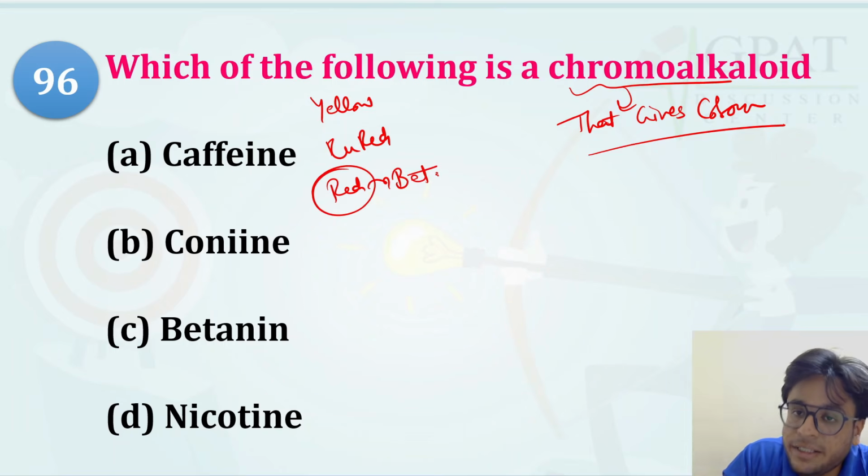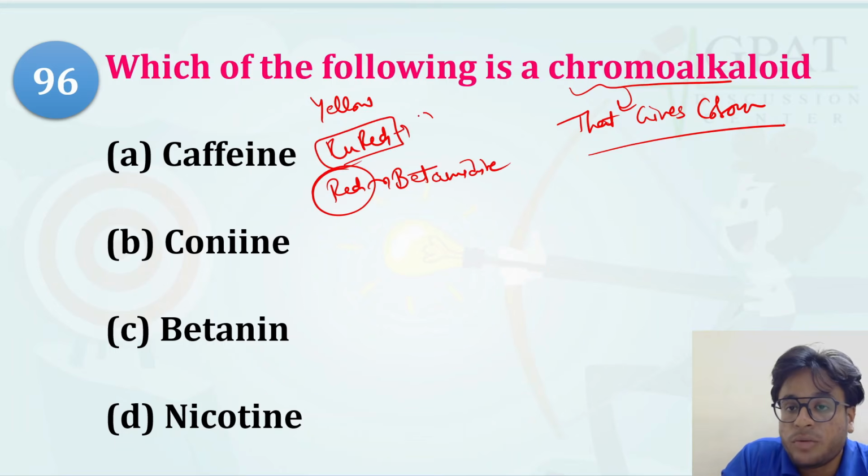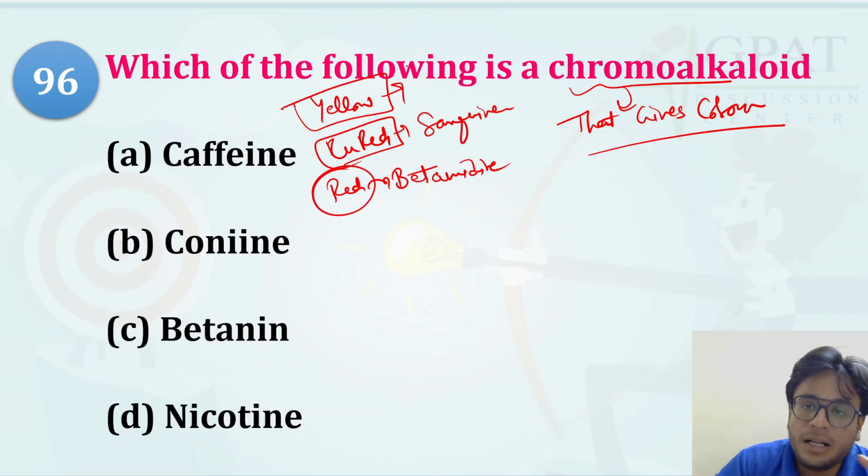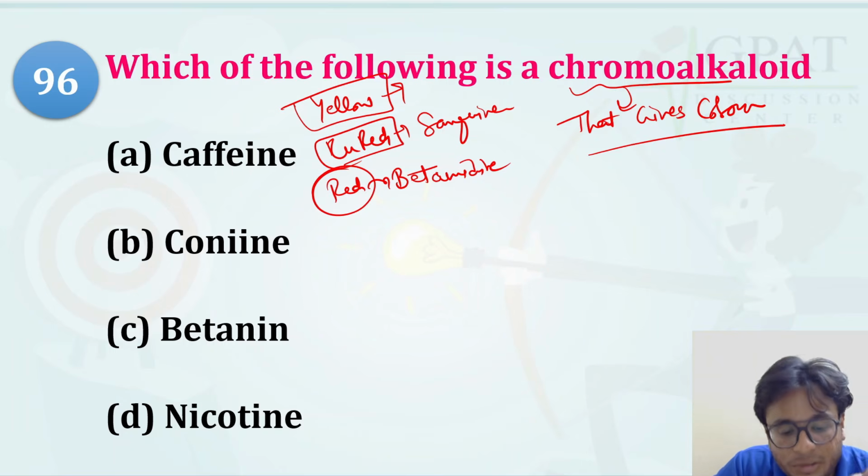Betaine is of red color. Okay, copper red color: sanguinine is of copper red color. And for the particular yellow color, there are three alkaloids having a yellow color.